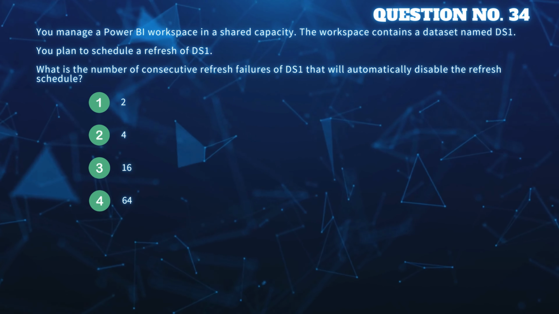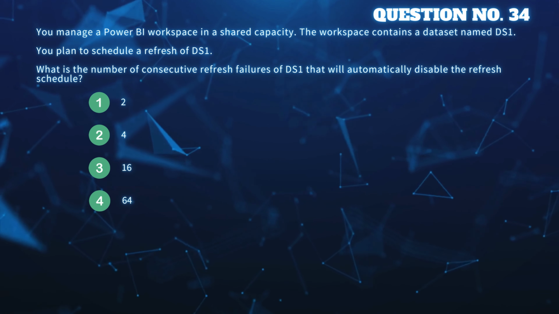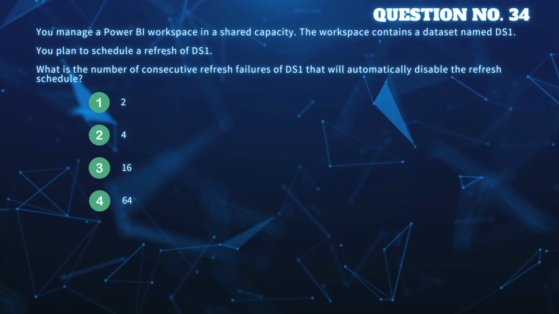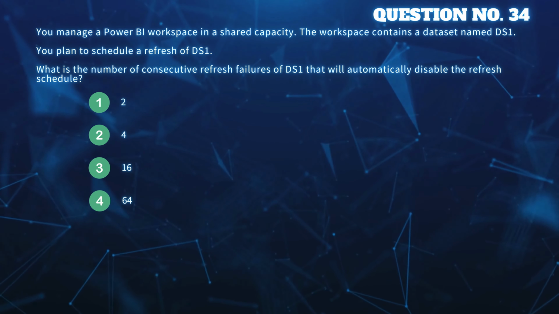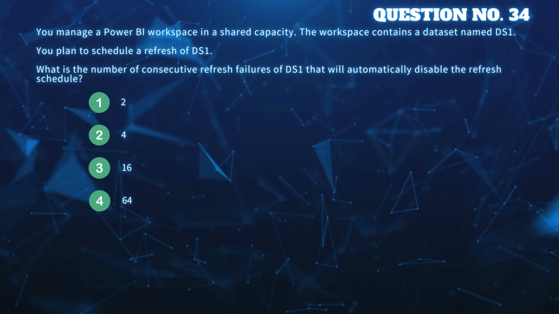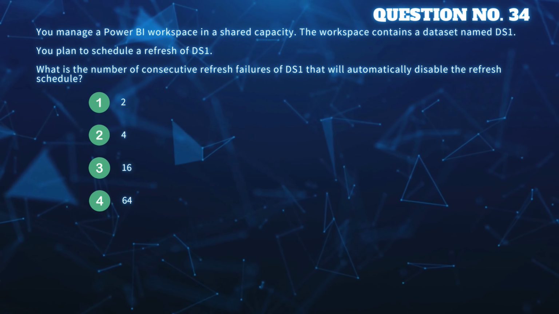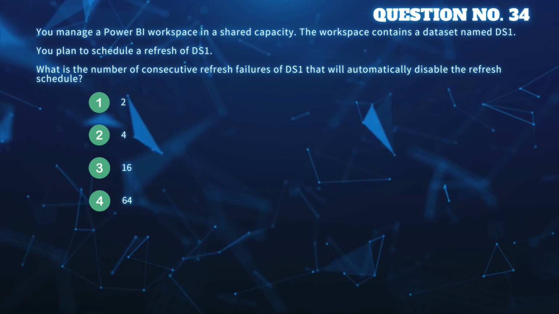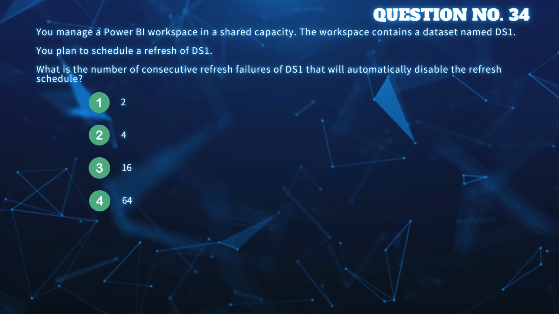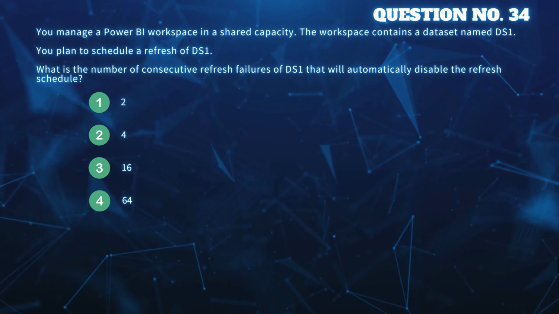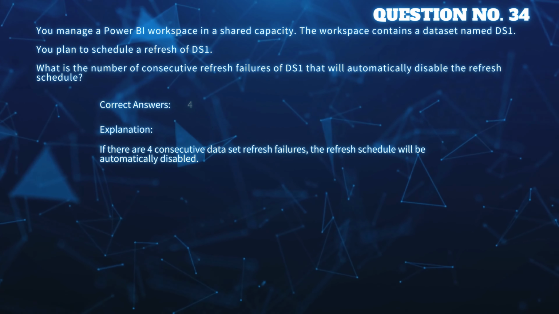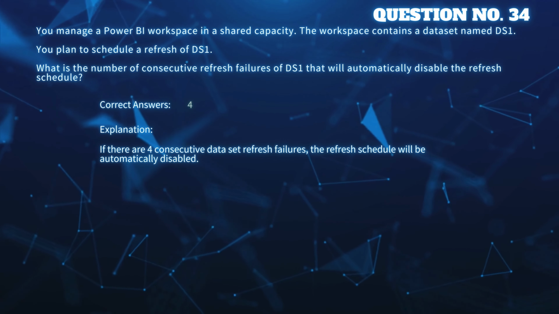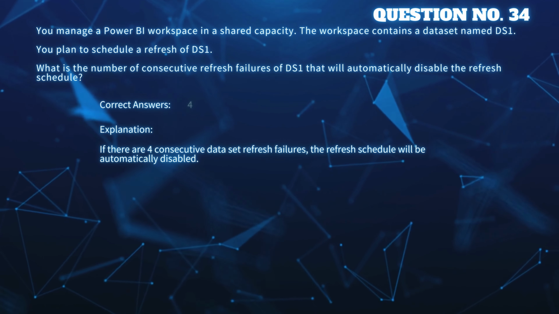You manage a Power BI workspace in a shared capacity. The workspace contains a dataset named DS1. You plan to schedule a refresh of DS1. What is the number of consecutive refresh failures of DS1 that will automatically disable the refresh schedule? Option 1, 2. Option 2, 4. Option 3, 16. Option 4, 64. Correct answers: 4. Explanation: if there are 4 consecutive dataset refresh failures, the refresh schedule will be automatically disabled.